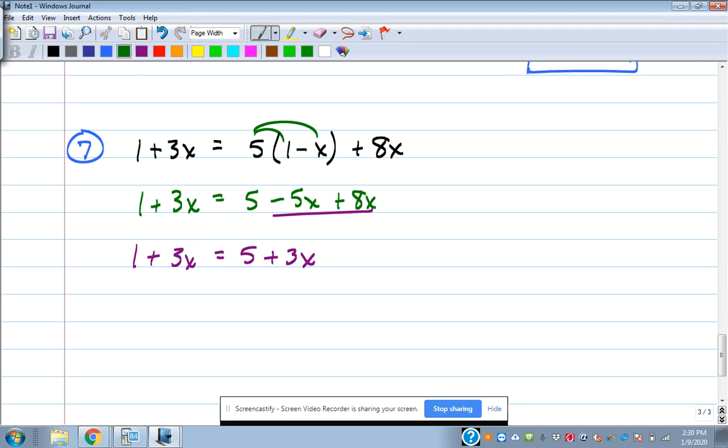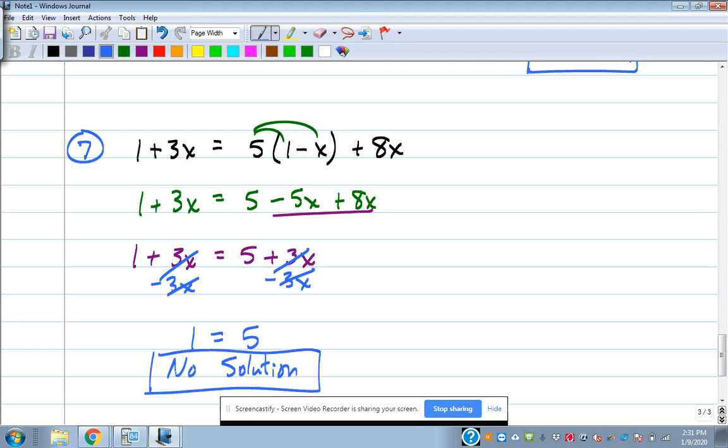Now, what happens when I try to get the x's together? They cancel each other out. So when I subtract 3x from both sides, they cancel each other out, just like you said. And I get 1 is equal to 5. Does 1 equal 5? Never, right? So that would mean that this one is what? No solution. Yeah, it's probably been a while since you've done that. Doesn't happen too often in geometry class for sure. This is a no solution situation.